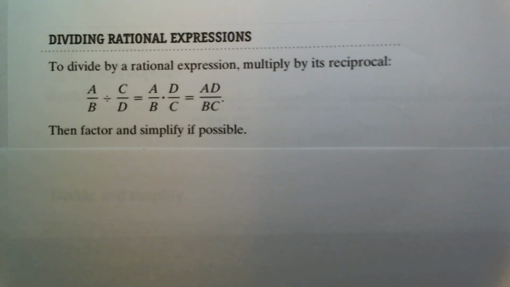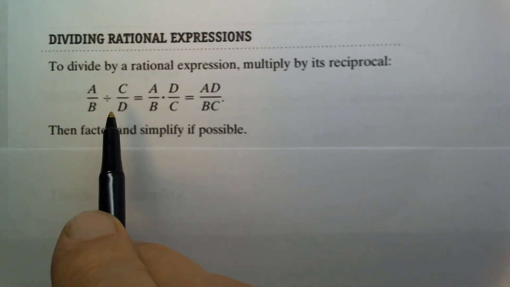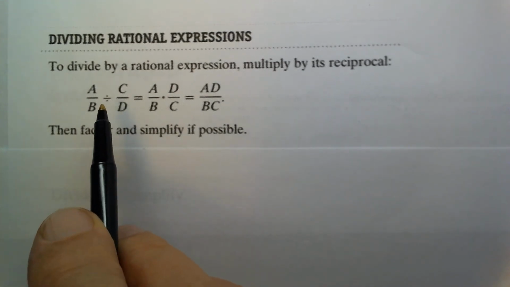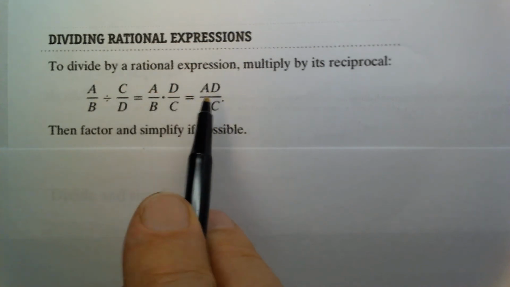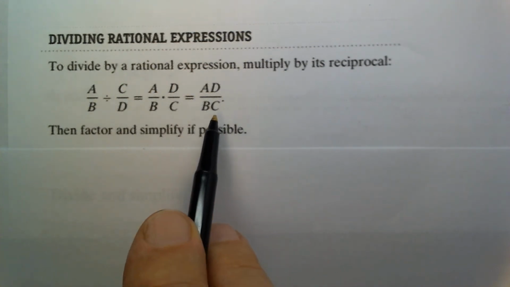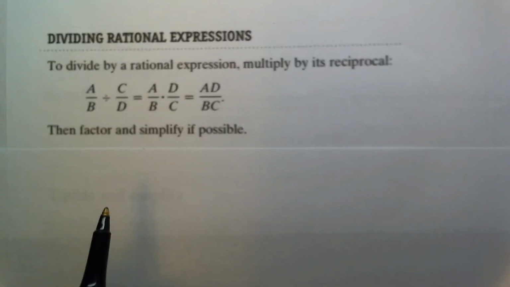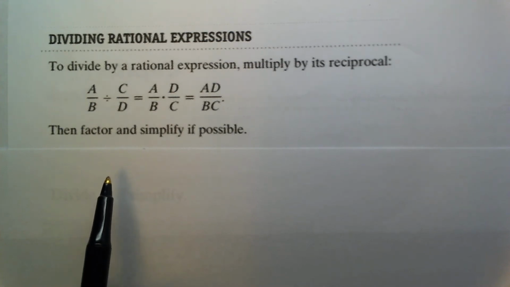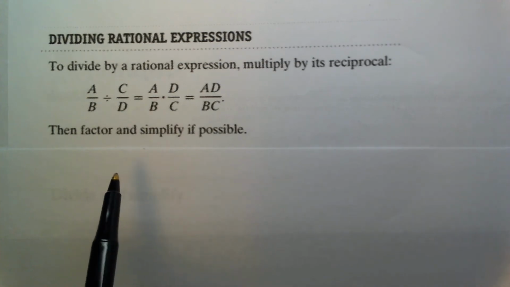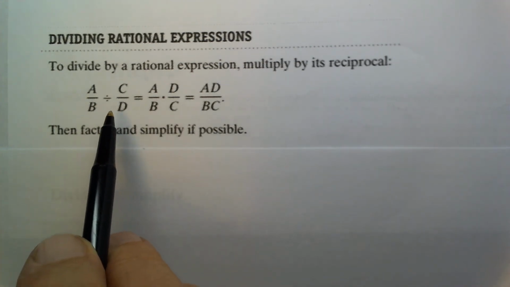Now let's divide rational expressions. And so here's the general instructions how to do that. To divide by a rational expression, multiply by its reciprocal. And again, that's what we learned in probably middle school. How do you divide a fraction by a fraction? You multiply the first fraction by the reciprocal of the second fraction. So we do it the same way with rational expressions.